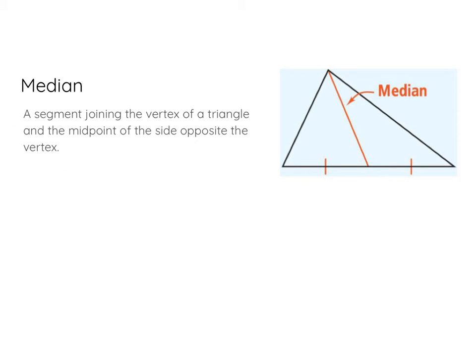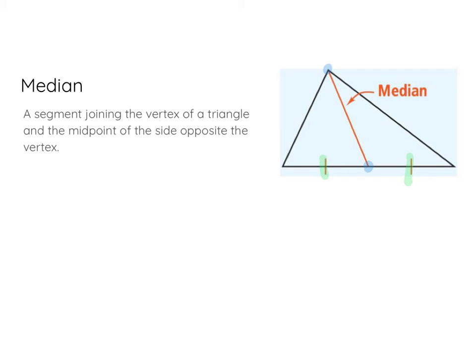Okay, last two types of segments that we're going to talk about is a median. A median just goes from the top, the vertex of a triangle, to the midpoint of another side. So you can see that we're creating these two congruent parts. It doesn't have to be perpendicular like a perpendicular bisector. It's just connecting vertex to midpoint of a side of a triangle.